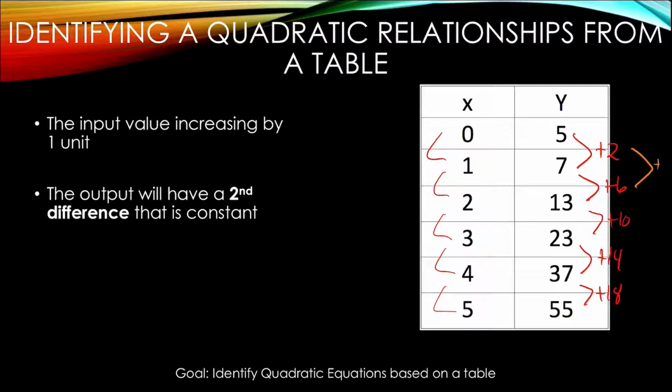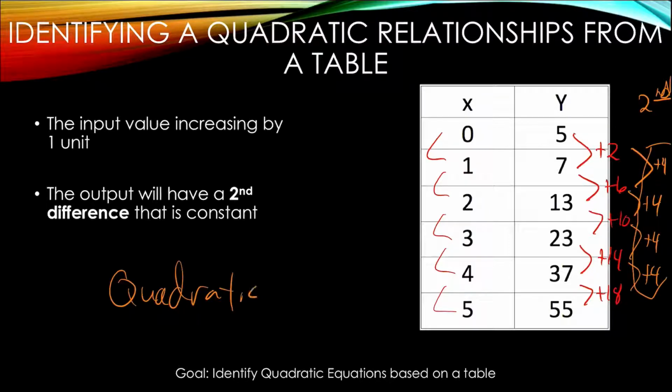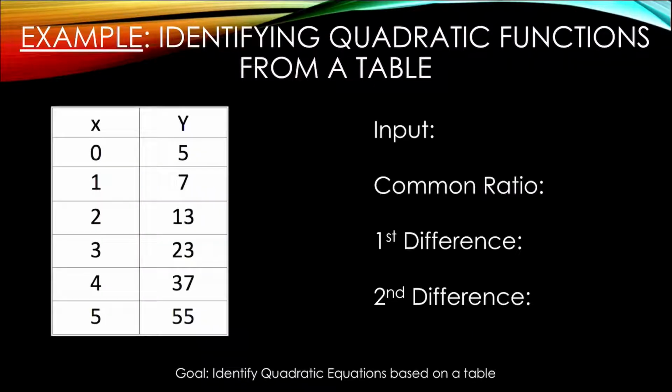2 to 6, I'm adding 4. 6 to 10, I'm adding 4. 10 to 14, I'm adding 4. 14 to 18, I'm adding 4. Right there is what's called my second difference. If my second difference is the same on all of these, we know it's quadratic. Alright, is this the one that we just did? Yep, so we just did that one. So we know that that's quadratic.